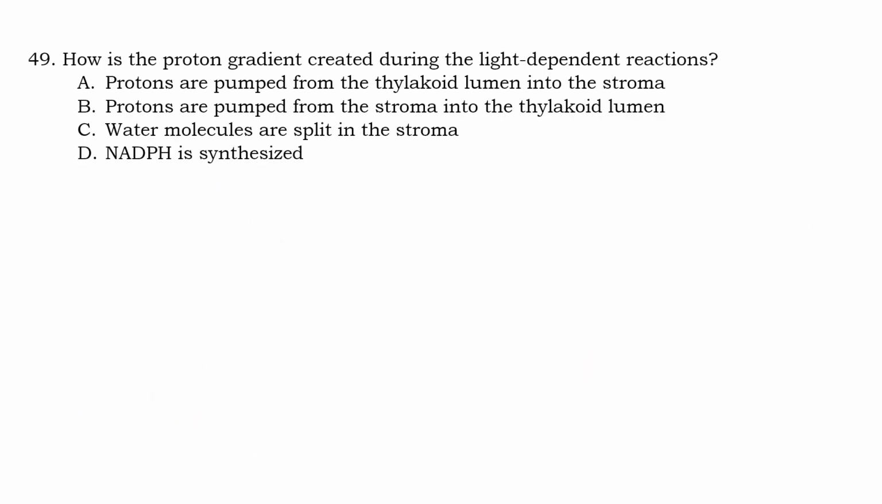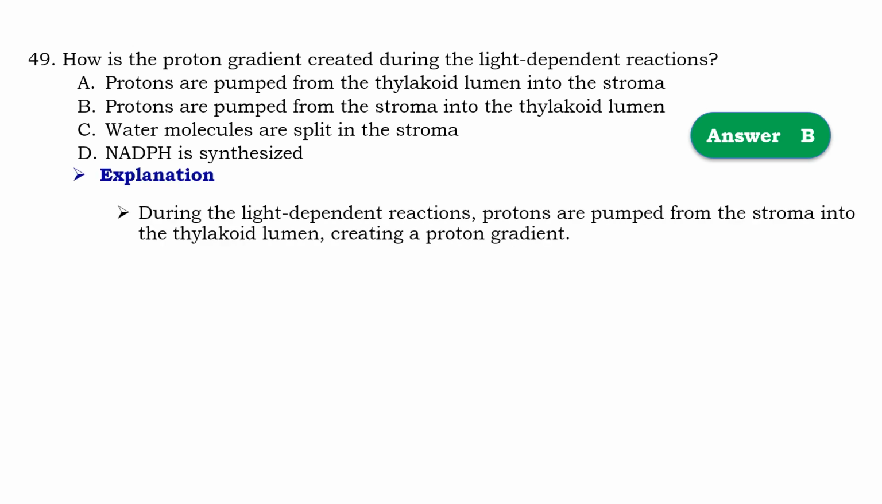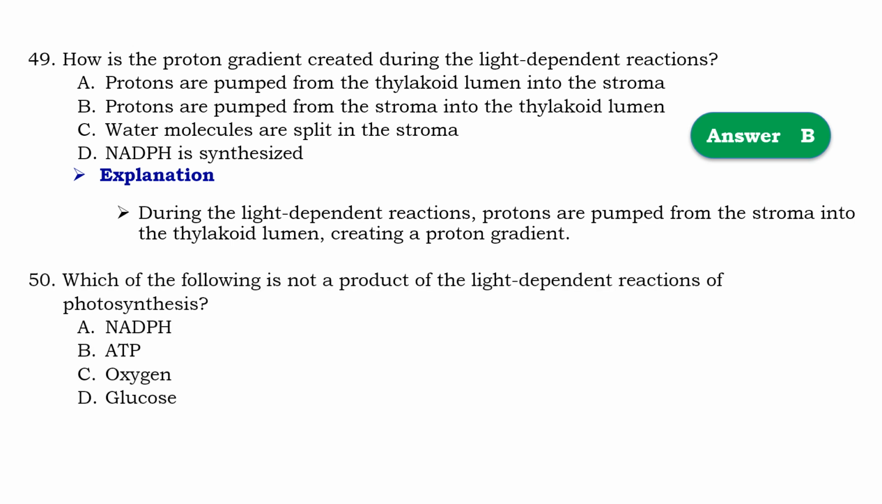Question number 49. How is proton gradient created during light dependent reaction? So that should be B. Protons are pumped from the stroma into thylakoid lumen. Means that during light dependent reaction protons are pumped from the stroma to the thylakoid lumen, creating proton gradient.